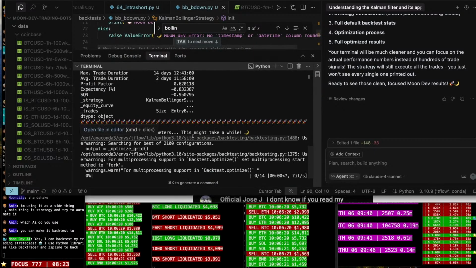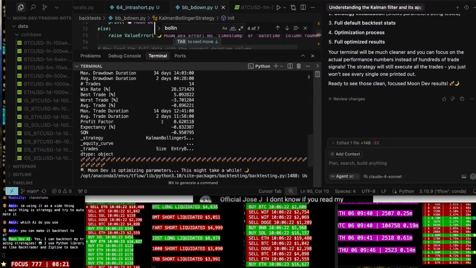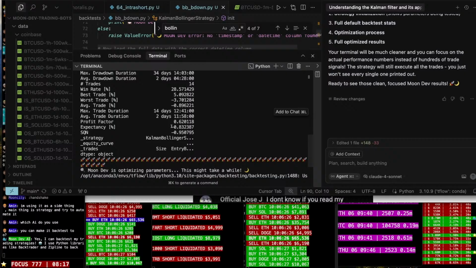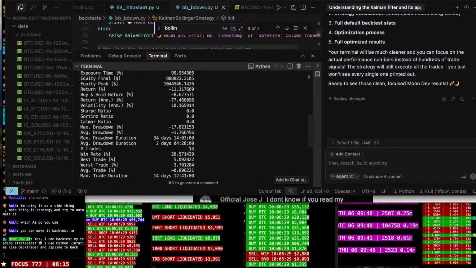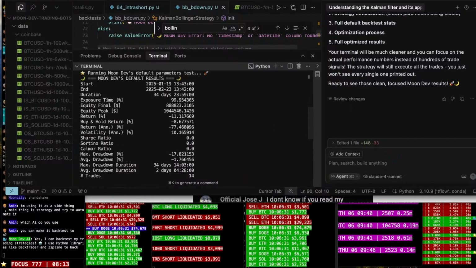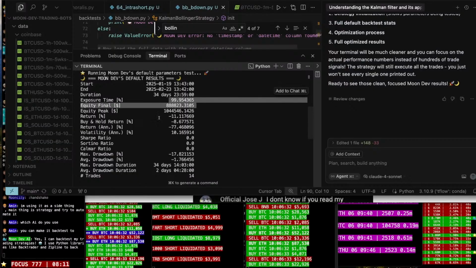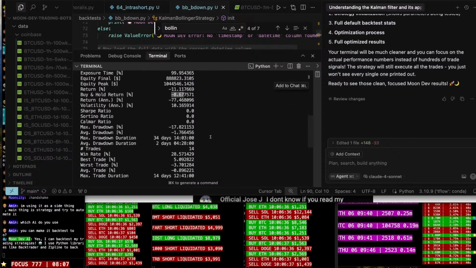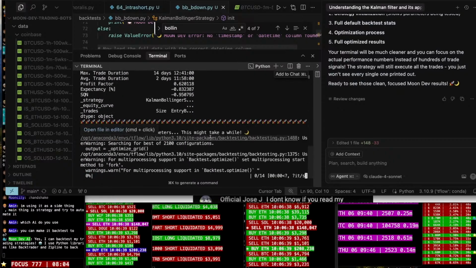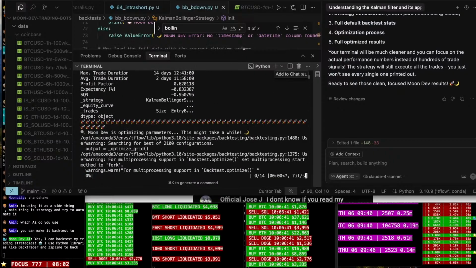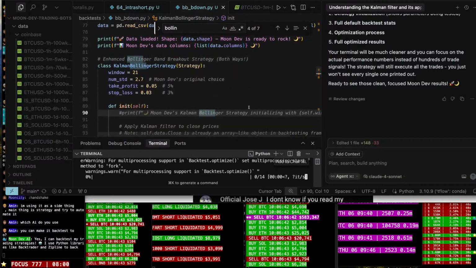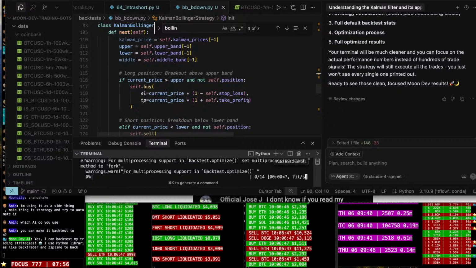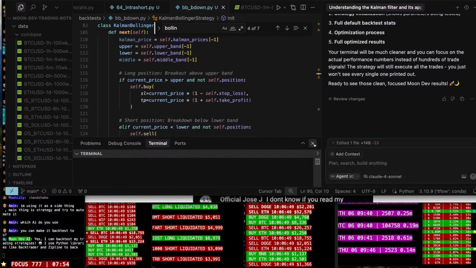Okay, so you can see here the strategy doesn't work. Why? Because the profit factor is under 1, and expectancy is negative 0.83. So that strategy doesn't work how it is right now. Exposure time is unbelievable. Return is negative 11%, and the buy and hold is negative 8%. So that strategy is not working for that time frame. Do I want it to optimize? I'm not even going to optimize it because it's not even close.